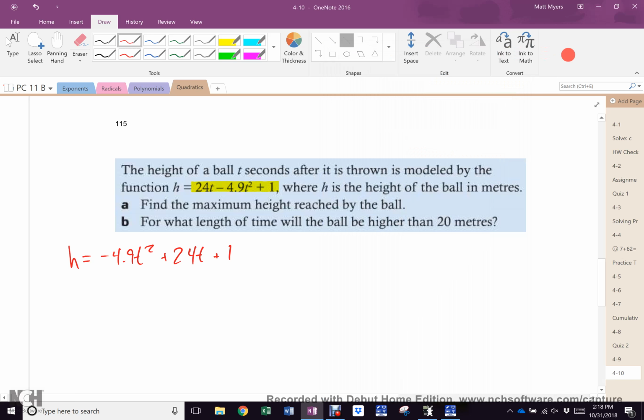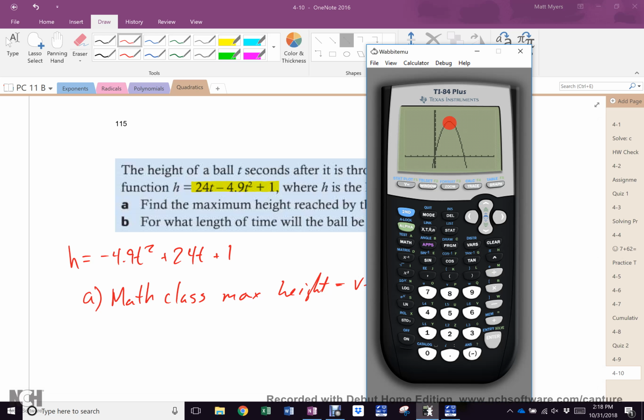Find the maximum height reached by the ball. So for A, if that's math class, the maximum height equals the vertex, correct? In math class. But we're in the real world, so I can go ahead and use my calculator. Since I know it's the vertex, I just got to find that, don't I?